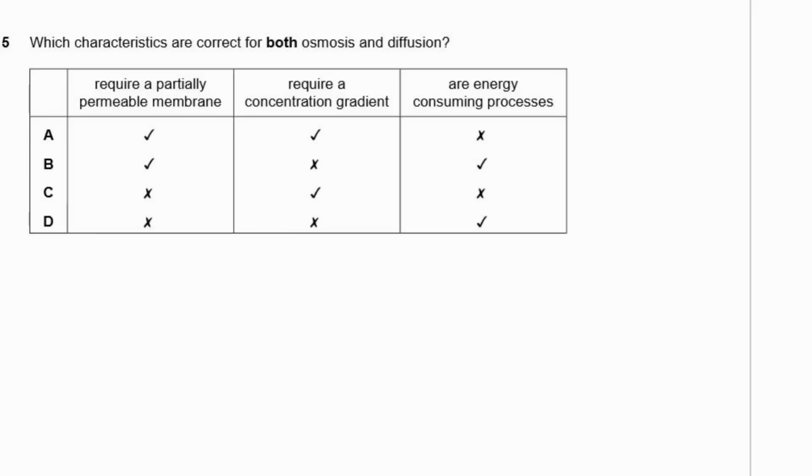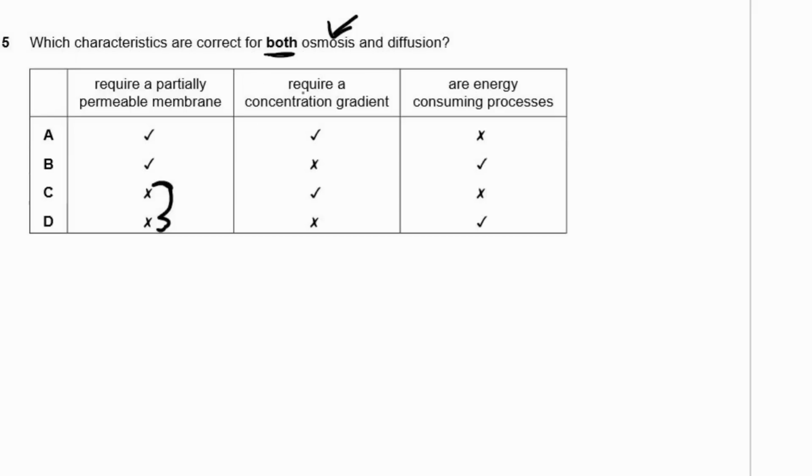Question 5. Which characteristics are correct for both osmosis and diffusion? So which do they both require a partially permeable membrane? No, only osmosis requires a partially permeable membrane. Diffusion can happen in the air. If you have somebody who's sprayed a very strong perfume at one end of a room, it diffuses to the other room so you can smell it at the other side eventually. So you don't need any membrane. So it's C or D.